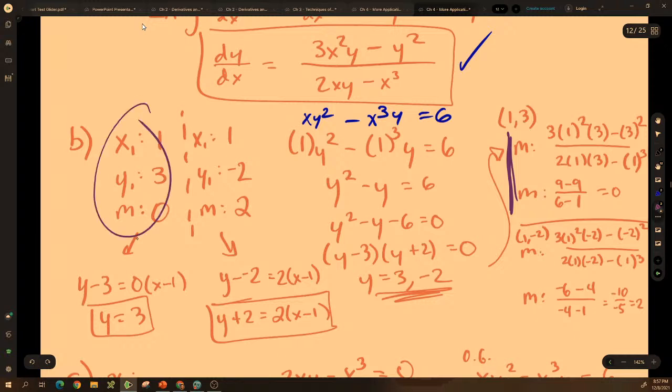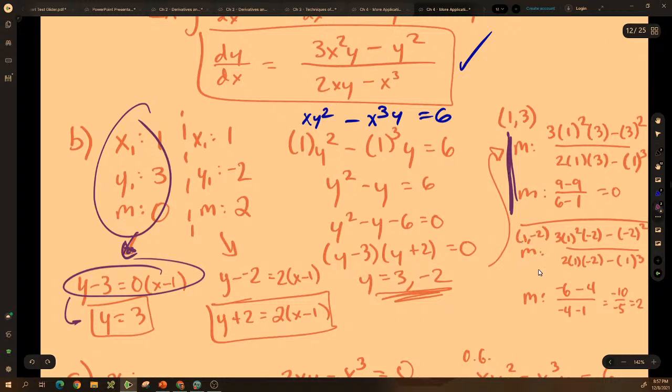Now that I have all 3, I can write an equation. y minus y1 equals 0 times x minus x1. The 0 makes that side go away, so I can just add 3, and y equals 3 is a good answer. Now, could I have left this up here? Absolutely, this could be an answer, but this is really easy if you want to do it.